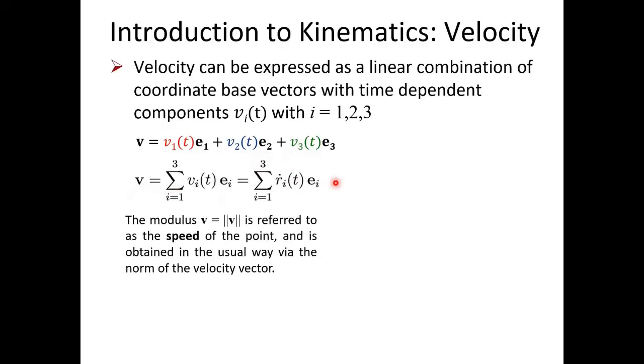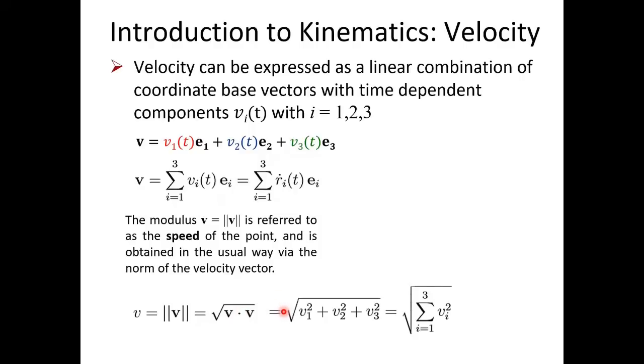I'm sure you are familiar with these sigma signs and things like that, so I'm not going to spend time on those. And the modulus of this velocity vector gives you the speed, that is, we call it the norm of this vector. So the norm is calculated by taking the square root of v dot v, the dot product of the velocity on itself, and then we'll get this relationship. So the norm or the modulus of the velocity vector is the speed.